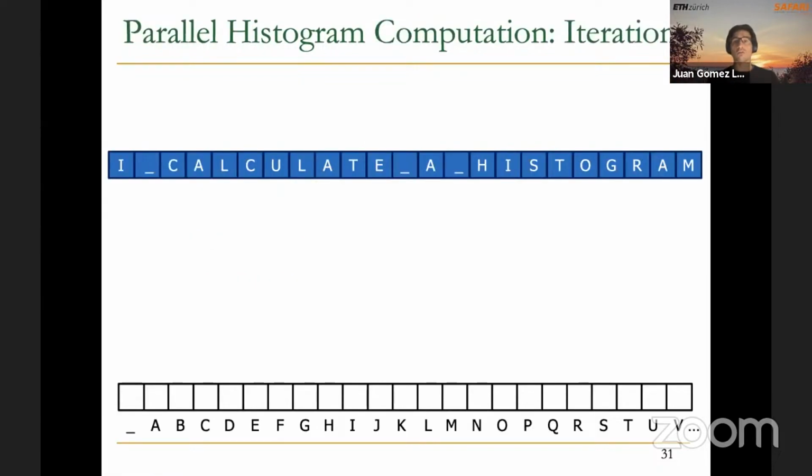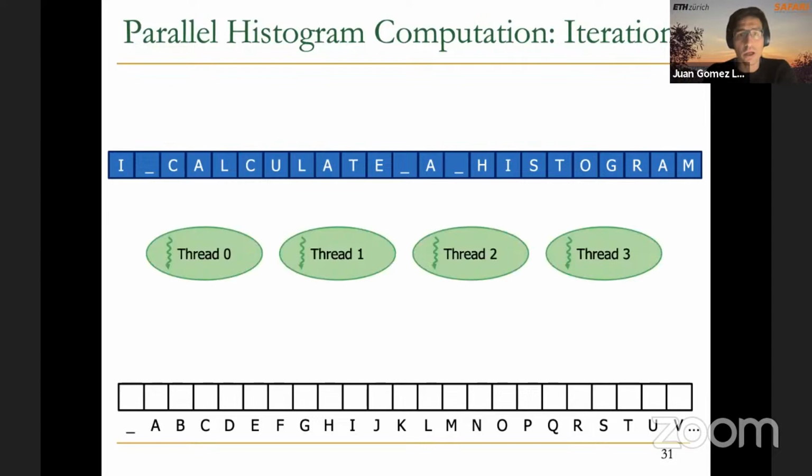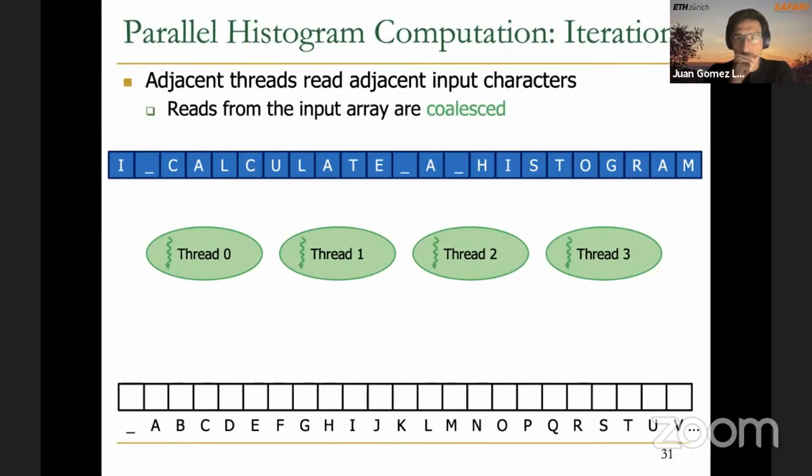But now what if we want to implement a parallel histogram? We want to do it in parallel. We want to do it on a GPU. In this case, we are going to have more than one thread. Let's assume that we have 4 threads to calculate the histogram for this sentence.